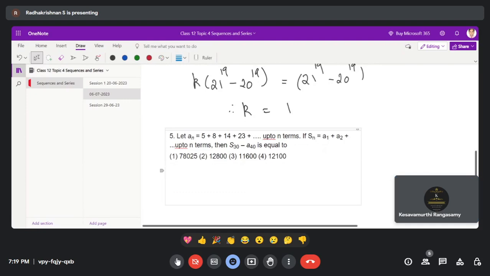So if the nth term of a series is given as 5 plus 8 plus 14 plus 23 up to n terms, and Sn is a1 plus a2, it is a little series within a series, you can say. So the nth term itself is a 5 plus 8 plus 14. What type of series is this? 5 plus 3, then it is 8 plus 6, then 14 plus 9, 23.